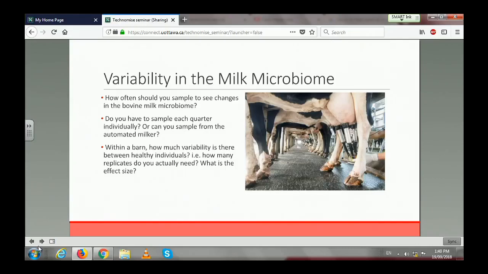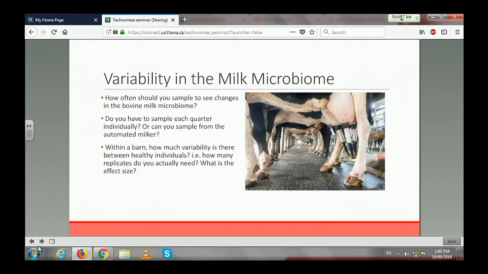Another question was, do you have to sample each quarter individually? Since you probably aren't cow people, cows have 4 quarters, and this is an automated milker, which is how we milk cows right now. You could sample each quarter individually to get a microbiome sample, or you could take it from this little collector here, which is how they sample for things like mastitis. So is there a difference between those 4 quarters? Do you have to sample for them in microbiome studies? I didn't know that either, and the literature didn't seem to know it either.